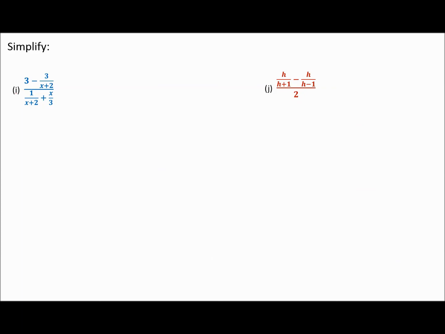Alright, so I have 2 problems here for you to wrap it up. So you've got the idea: you have to have a single fraction in the big numerator of our complex fraction, and a single fraction in the denominator. And we don't have that in either situation. So I'm going to rewrite my problem as 3 over 1, so it's a little easier to see, minus 3 over x plus 2, divided by 1 over x plus 2 plus x over 3.